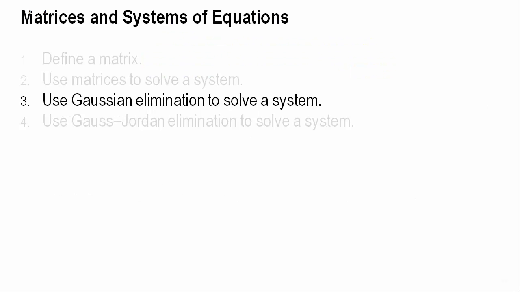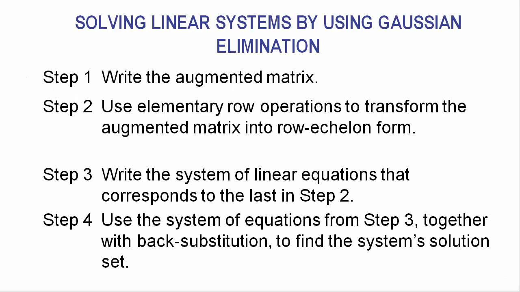All right, so let's do an example. Let's use this Gaussian elimination to actually solve a system. So step 1 is we write the matrix. We take our system of equations, and we write it as a matrix.